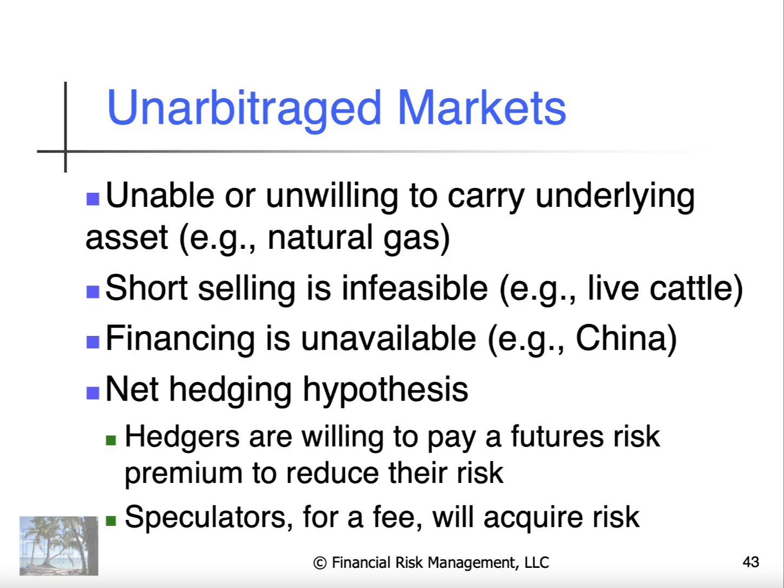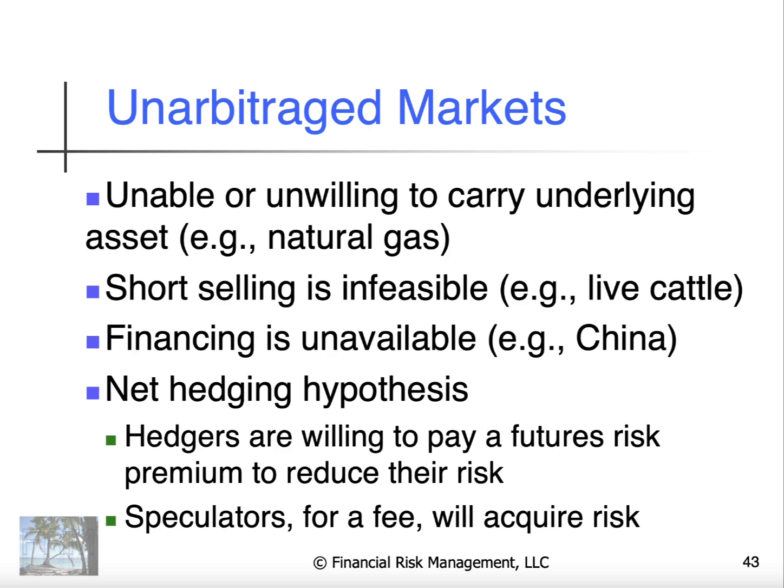In an unarbitraged market, people are unable or unwilling to carry the underlying asset, for example, natural gas. Short selling is infeasible. Short selling a live cow is very difficult. Financing is not available. I learned in China that arbitrageurs are not allowed to access the bank financing.